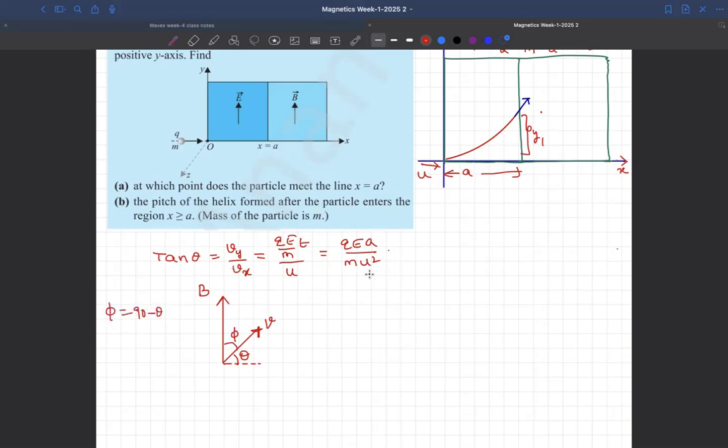What is the formula for pitch? Pitch requires first the time period, 2 pi m by qB. And what is the expression for pitch? Here v cos phi times time period. What is v cos phi? V sin theta.